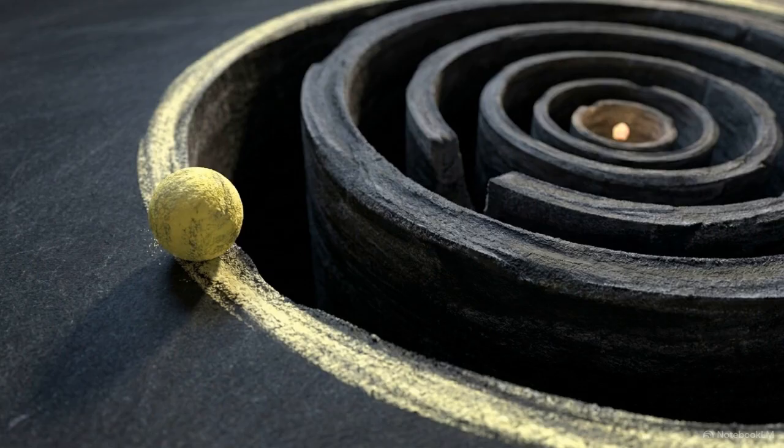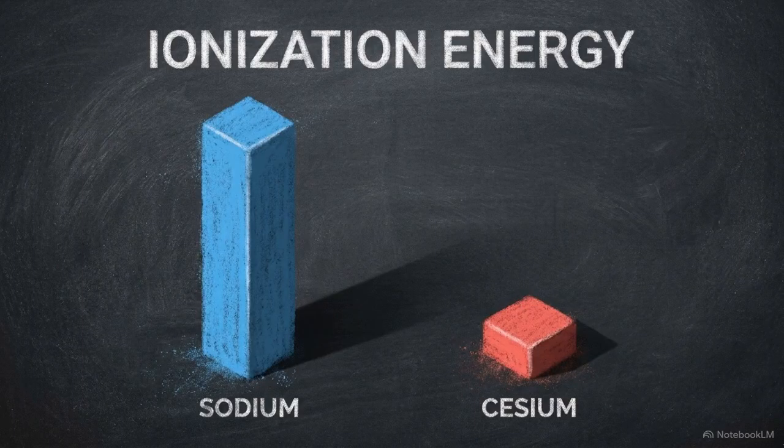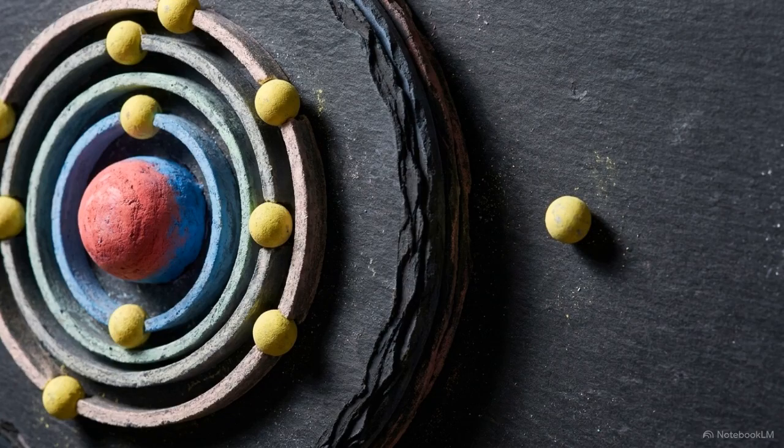Because the nucleus in cesium is buried behind so many layers, its ability to pull on the outer edge is almost entirely neutralized. This is why atoms at the bottom of the table have such low ionization energy. Their outer electrons are so heavily shielded that the nucleus cannot hold them securely.